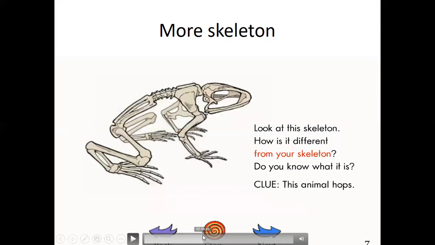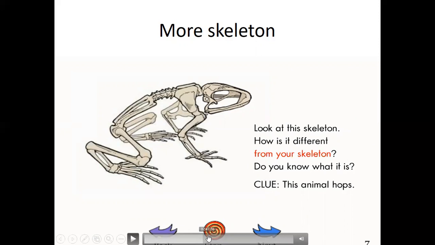Then look at this skeleton. How is it different from our skeleton? It is different from our skeleton in that its legs are of very different shapes. Its back legs are longer than its front legs, and the shape of its skull is also different from our skull.